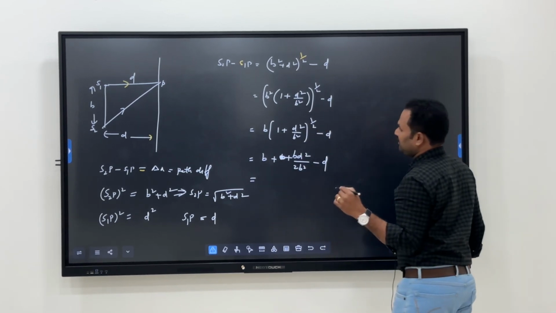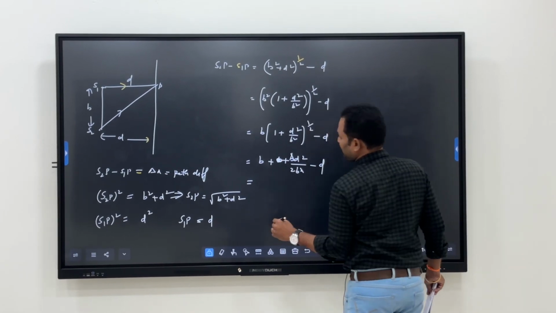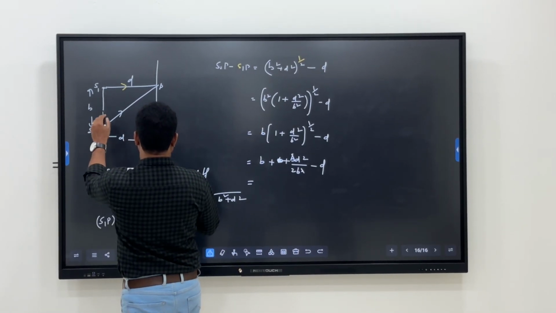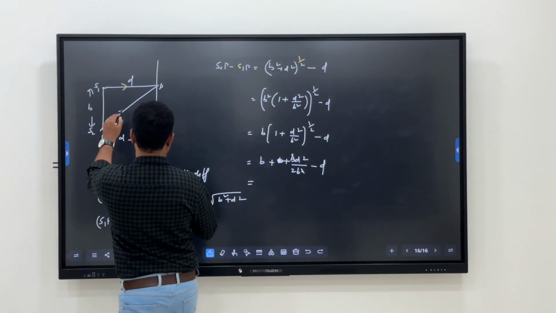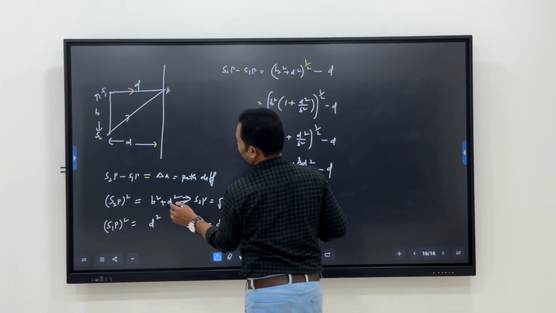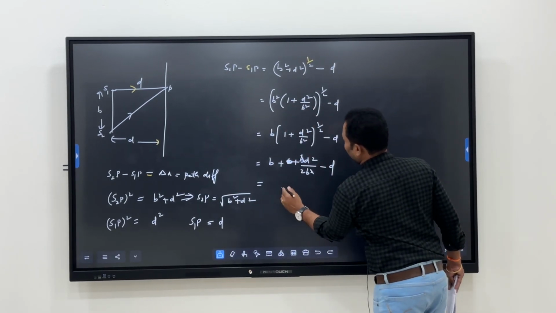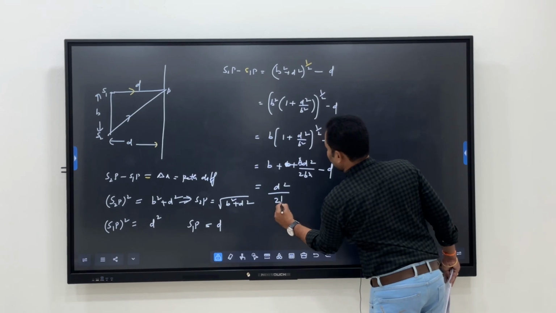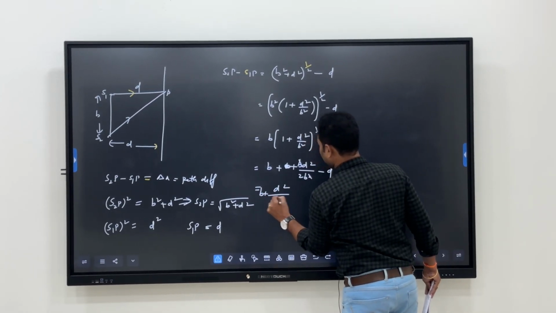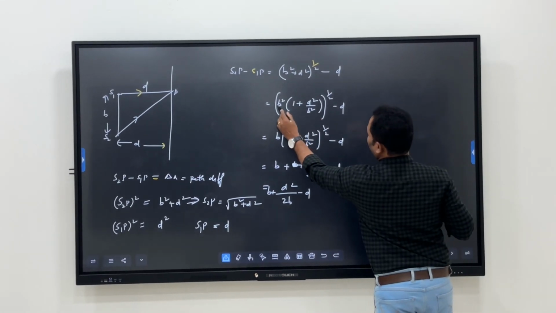Now here the b cancels. The separation between the two slits is b, and the screen is at a distance D. So S2P minus S1P, where S1P is D, gives D square by 2b.